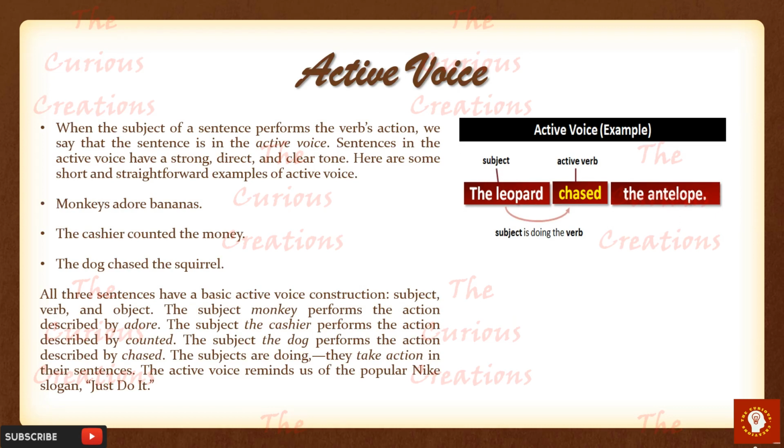When the subject of a sentence performs the verb's action, we say that the sentence is in the active voice. Sentences in the active voice have a strong, direct, and clear tone. Here are some short and straightforward examples of active voice. Monkeys adore bananas. The cashier counted the money. The dog chased the squirrel. All 3 sentences have a basic active voice construction: subject, verb, and object. The subject monkey performs the action described by adore. The subject the cashier performs the action described by counted. The subject the dog performs the action described by chased. The subjects are doing, they take action in their sentences. The active voice reminds us of the popular Nike slogan, "Just do it."